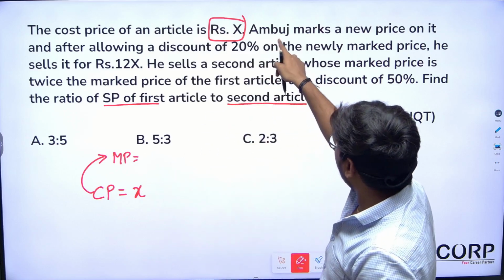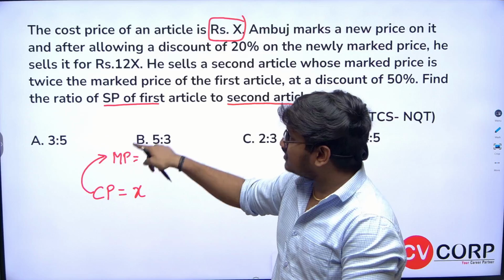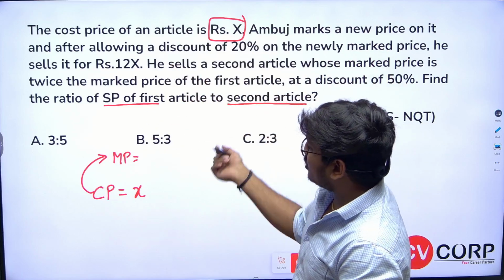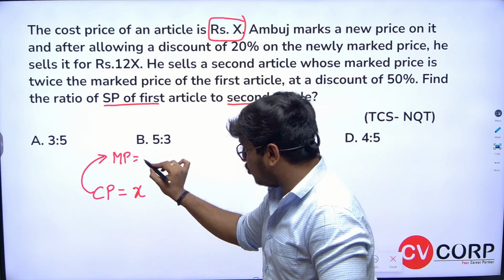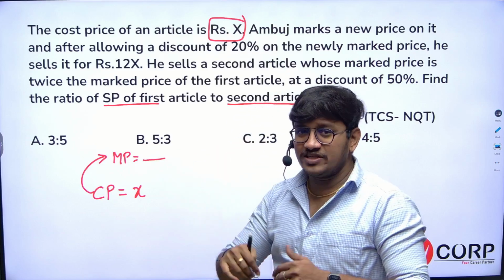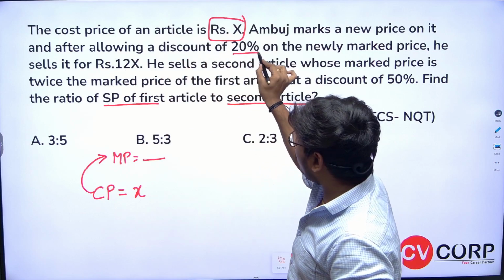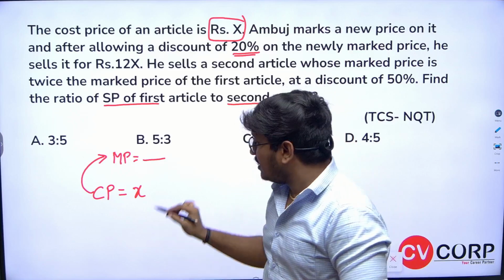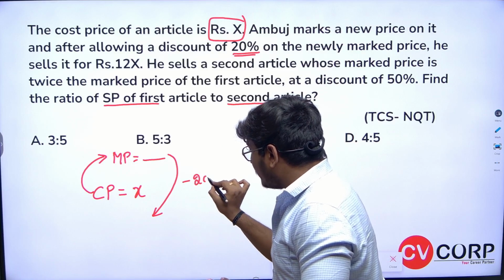Now Ambuj marks a new price on it, which is nothing but he increased the price. Newly marked price. We don't know how much he increased. We are not sure about the market price. They didn't mention how much he increased, but they mention a discount of 20%. So discount will always be given from market price. So from market price, they gave 20% discount.